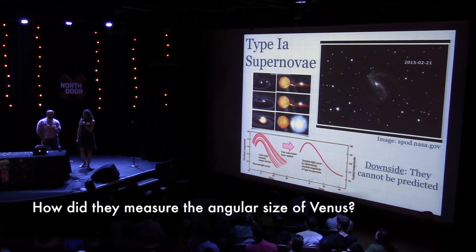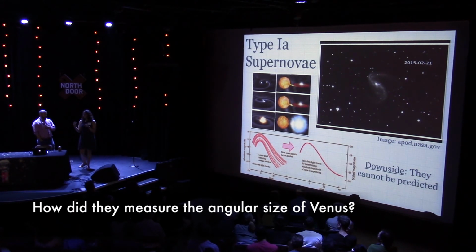All right, the gentleman in the beard is next. The question is about the angular size of Venus: how did Huygens know that? What he did was he just measured it. It's just an angular measurement, so it's relative to where the observer is.